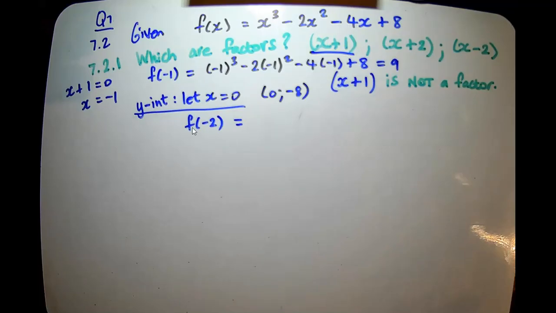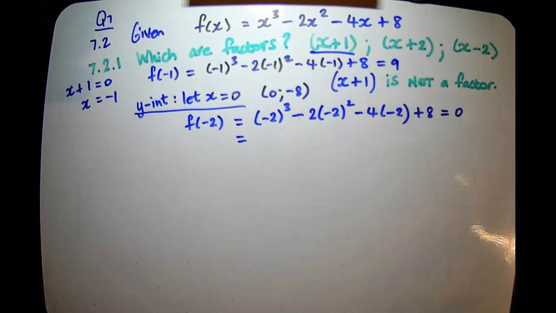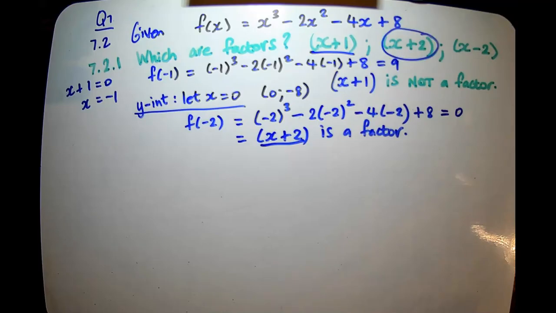So now we're going to try f of minus 2. We're looking at the second bracket. So substituting x of minus 2 into the equation, we get an answer of 0. What does this mean? This means that x plus 2 is a factor. So this is the one that we worked out now, x plus 2.